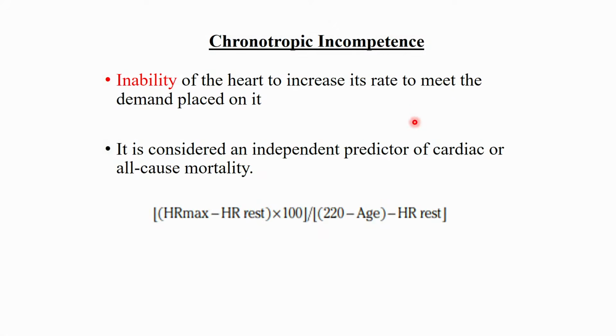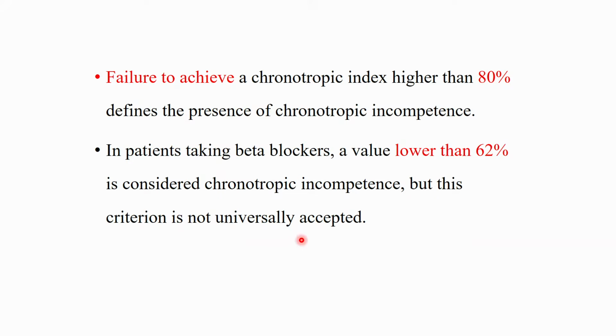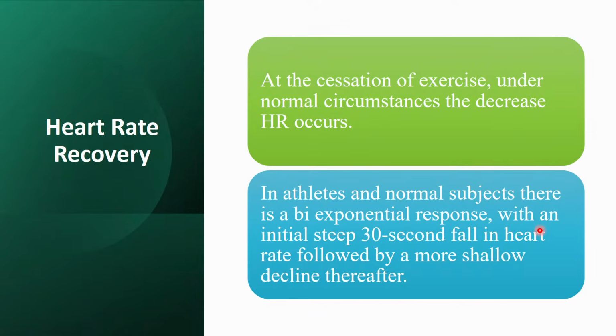Coming to chronotropic incompetence, this is one parameter where there is inability of the heart to increase its rate to meet the demand placed on it. We calculate the chronotropic index. If the patient cannot reach this parameter, then this is an independent predictor of cardiac or all-cause mortality. Failure to achieve a chronotropic index higher than 80% defines the presence of chronotropic incompetence. If the patient is on a beta blocker, it will reduce the heart rate, so the threshold will be lesser. If the patient is not able to reach 62% of the index that we have calculated, then the patient has chronotropic incompetence.